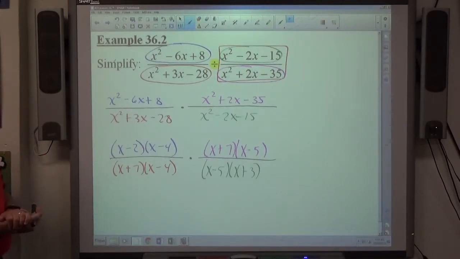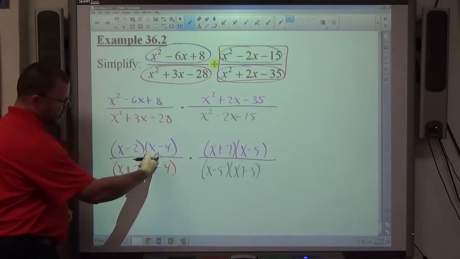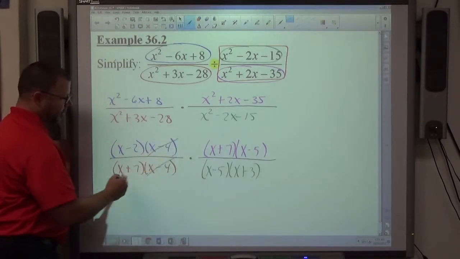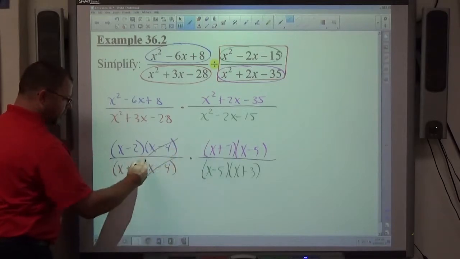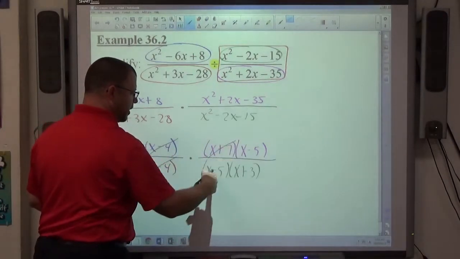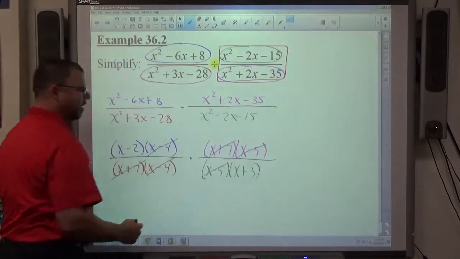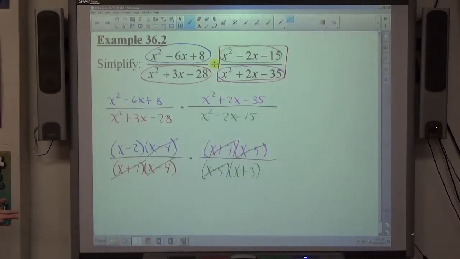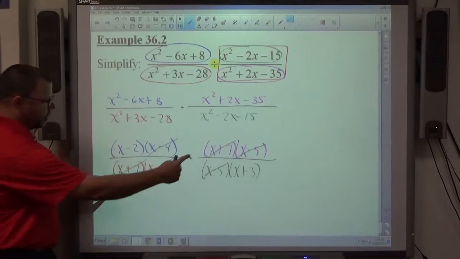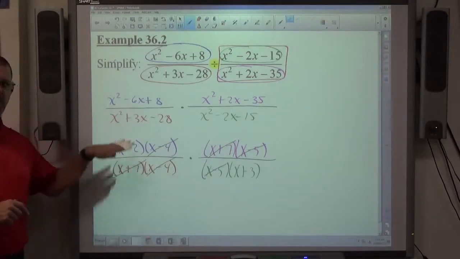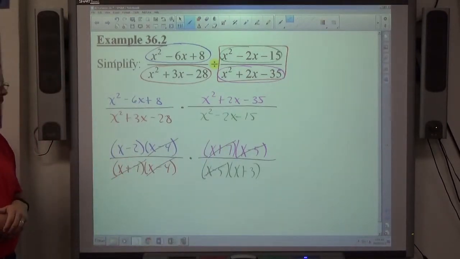Anything the same on top and bottom is going to be dealt with. So this x minus 4 matches that x minus 4. This x plus 7 matches that x plus 7. This x minus 5 matches that x minus 5. The only requirement is something's on top, the same exact thing's on the bottom. It doesn't matter what fraction you're in, whether they're the same fraction or in different fractions. As long as there's one on top, one on bottom, you can cancel.